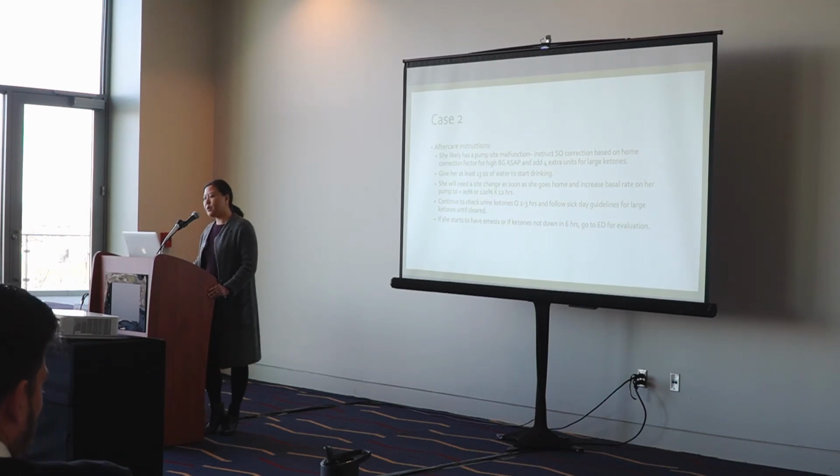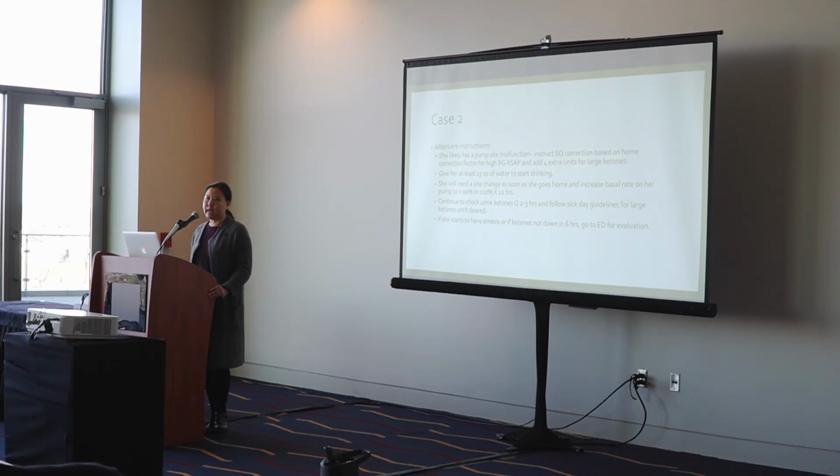Okay, so given that she's had high blood sugars overnight, and she's given insulin through her pump and her blood sugars are still elevated, she most likely has a pump site malfunction. If you're able to give her a sub-Q injection for her high blood sugar in the office, that would be great. If not, then have her do that as soon as possible. Most patients are taught, even on pumps, that they should carry a fast-acting insulin pen on them. So if she's following the instructions, she should have that on hand so that she can do a correction there. And you add 4 extra units for her large ketones.